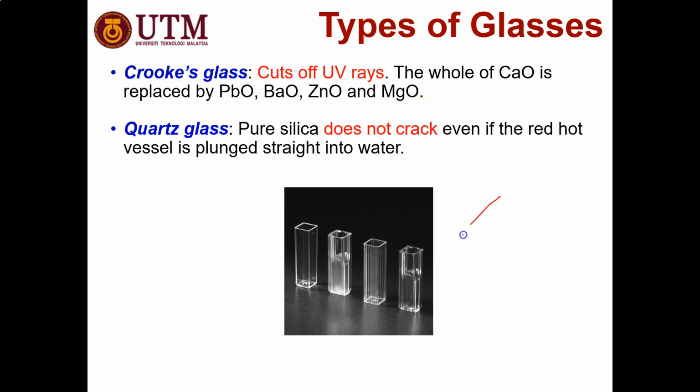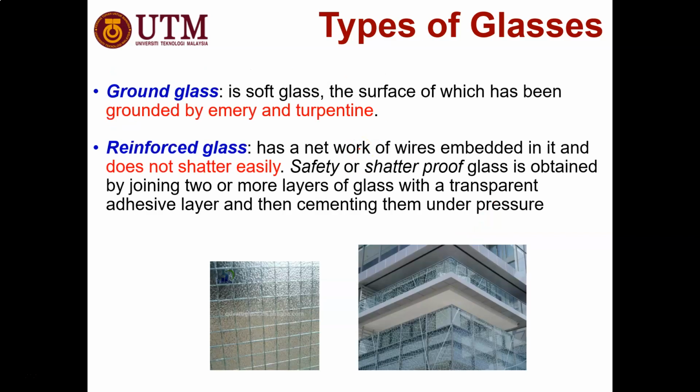We also have quartz glass. So ini banyak kita gunakan, kita guna juga as a sample holder for different types of instruments such as ultraviolet visible spectrophotometer. So dia adalah pure silica that does not crack even if a red hot vessel is plunged straight into water. We also have something called ground glass. Okay, it is a soft glass. The surface has been ground by emery or turpentine.